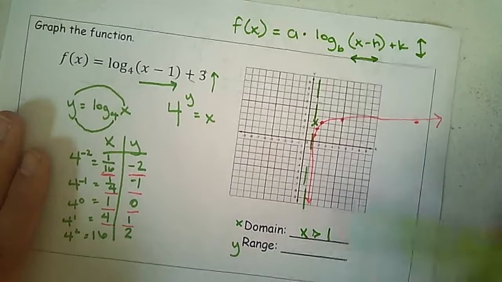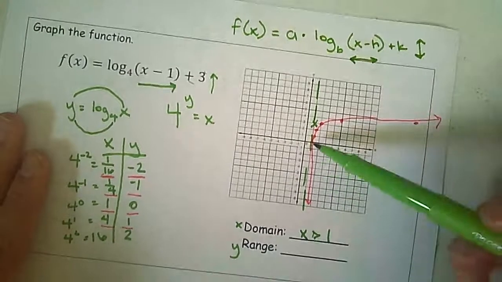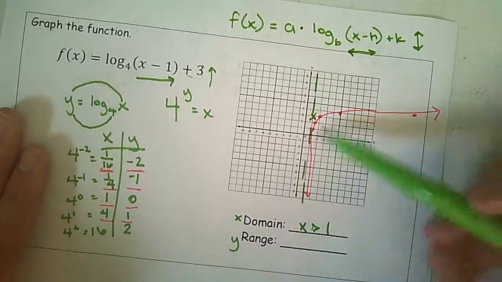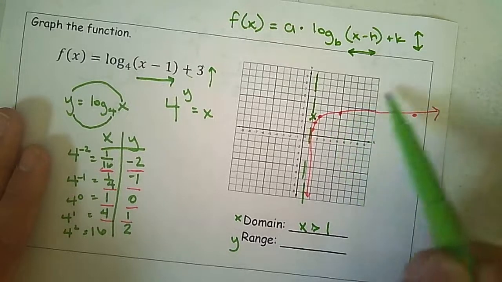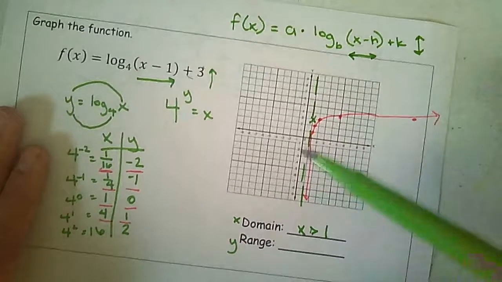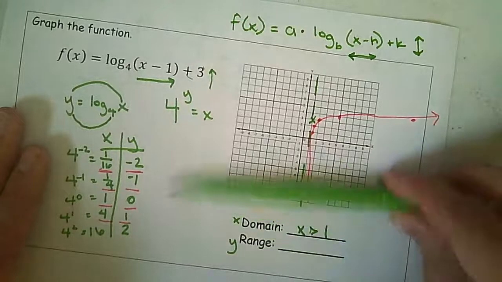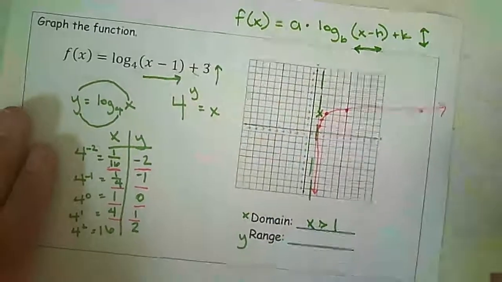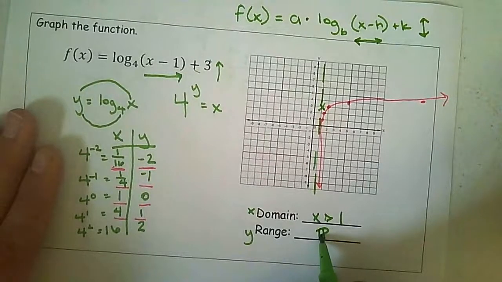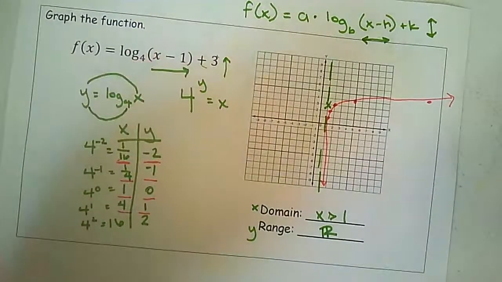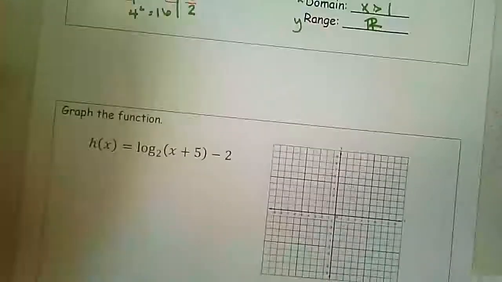All right, our y values then. Again, our y values are going on forever, so it's going to go forever down. And as it's growing out here, it will get bigger and bigger as well. So our y values, they all will be hit. So our range for logarithmic equations is all reals. All right, well, let's go ahead and do another one.